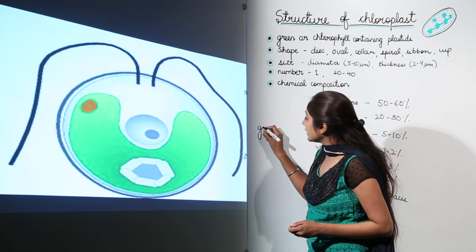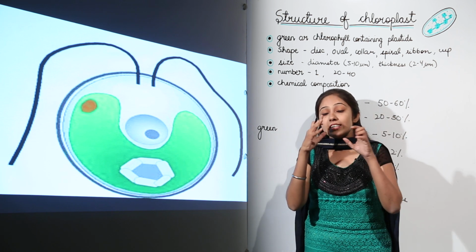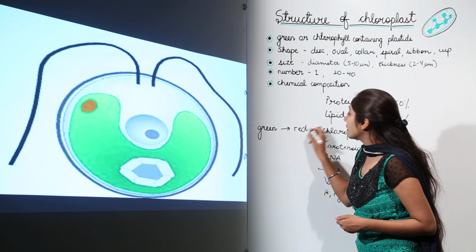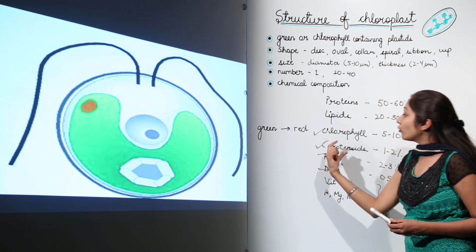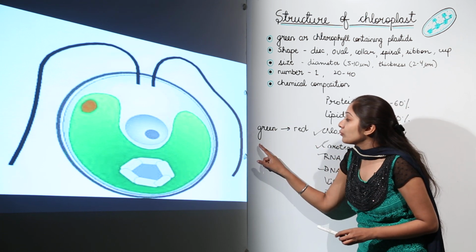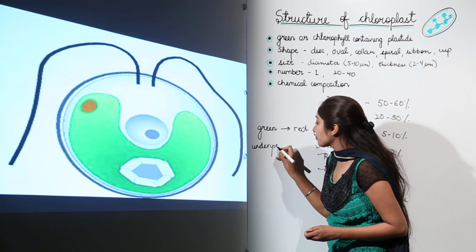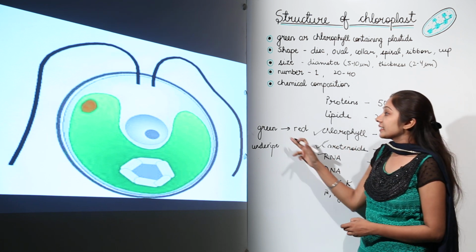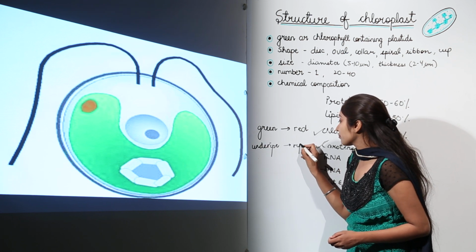Tomato is earlier green in color, and slowly when this tomato is going to ripen, it changes its color from green to red. Why? This is the reason. Because this chloroplast contains both these pigments, this chlorophyll, which is a green pigment, which was initially there when the tomato was underripe, okay, and these carotenoids were also there. That is why this green color was masked when the tomato actually became ripe.